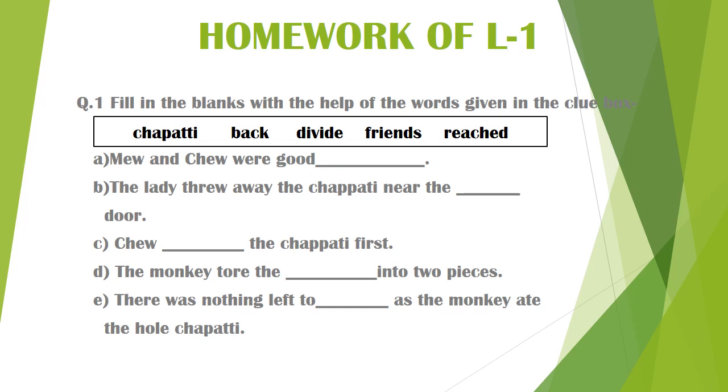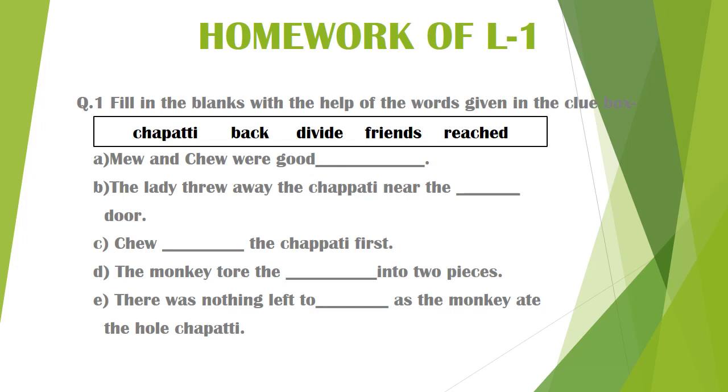Let's see the sentences. Number A: Mew and Chew were good dash. B: The lady threw away the chapati near the dash door. C: Chew dashed the chapati first. D: The monkey tore the dash into two pieces. E: There was nothing left to dash as the monkey ate the whole chapati. So this is your homework.